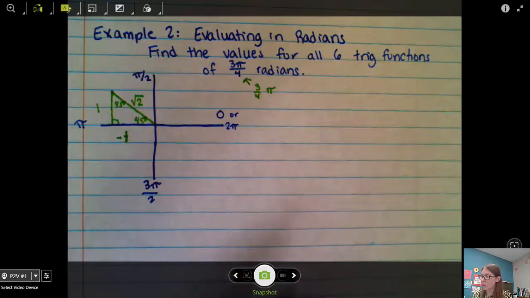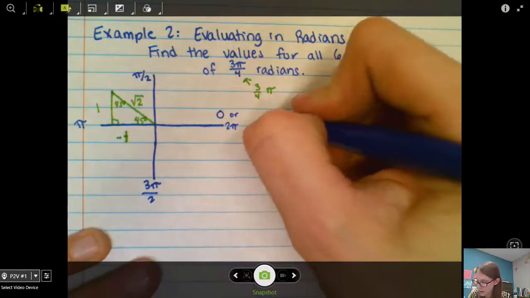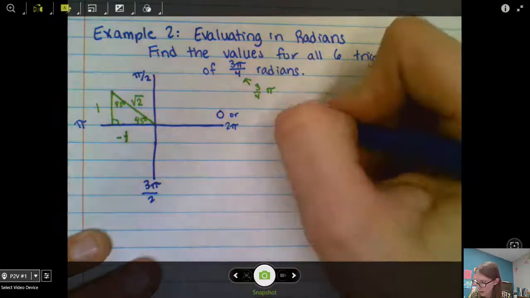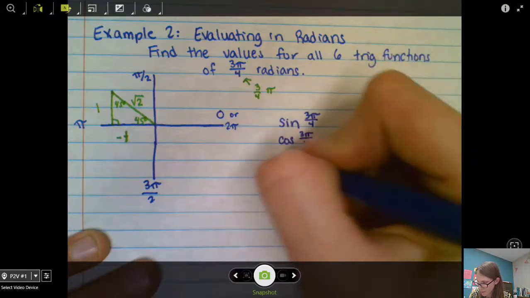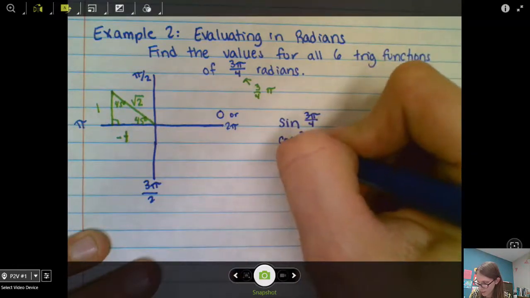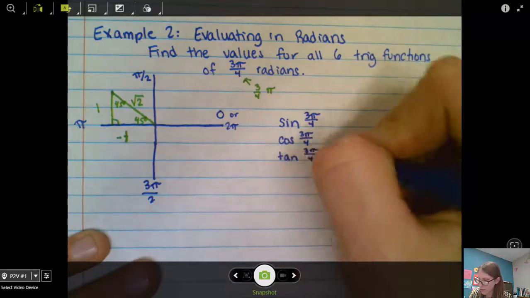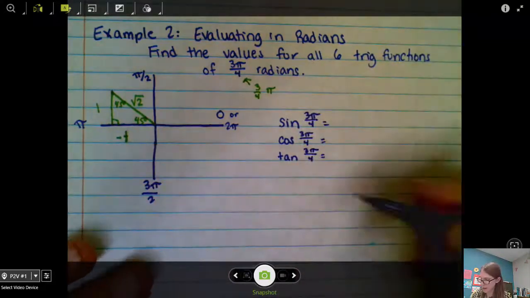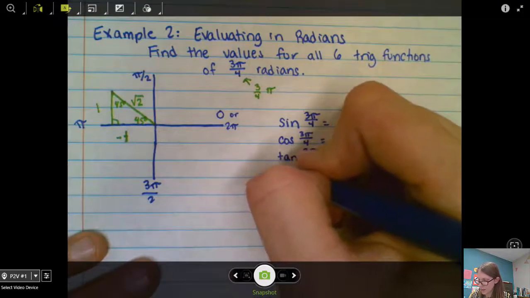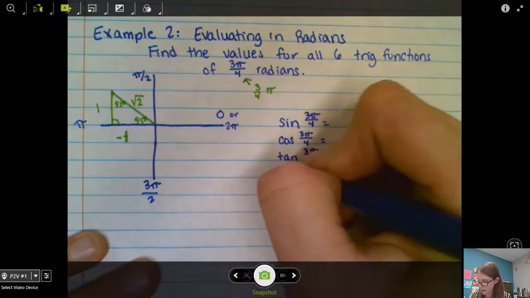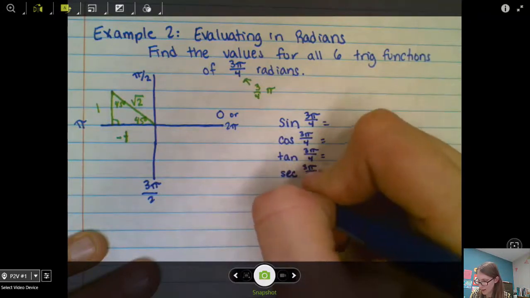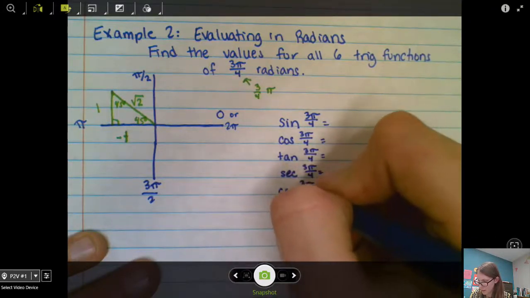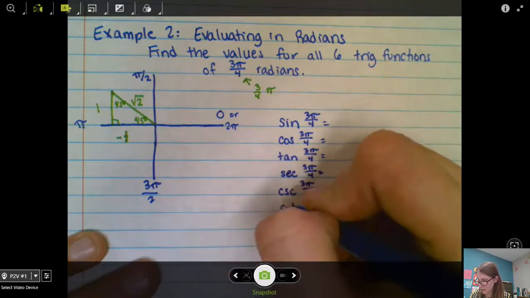Now we have to find the values for those 6 trig functions. So we need to find the value of the sine of 3 pi over 4, the cosine, the tangent, and then my other 3, the reciprocal trig functions, are secant, cosecant, and cotangent.